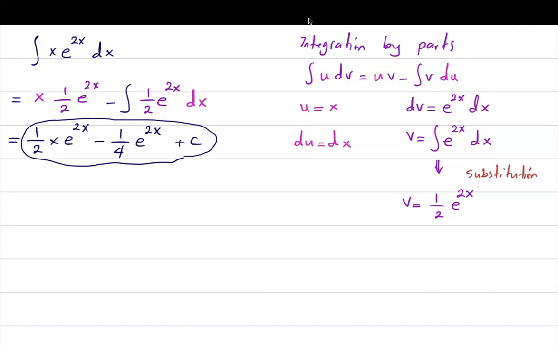So in applying the method of integration by parts, the choice of u is very important. Let us take a look at another example.